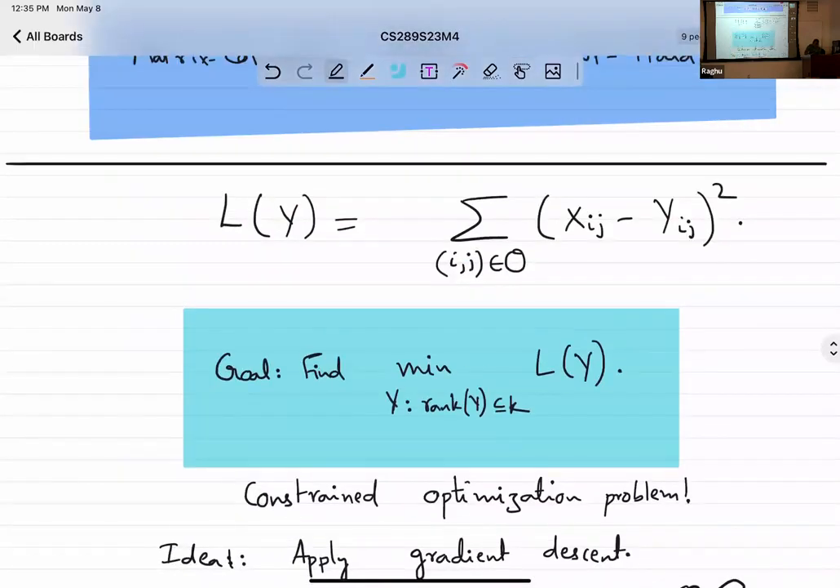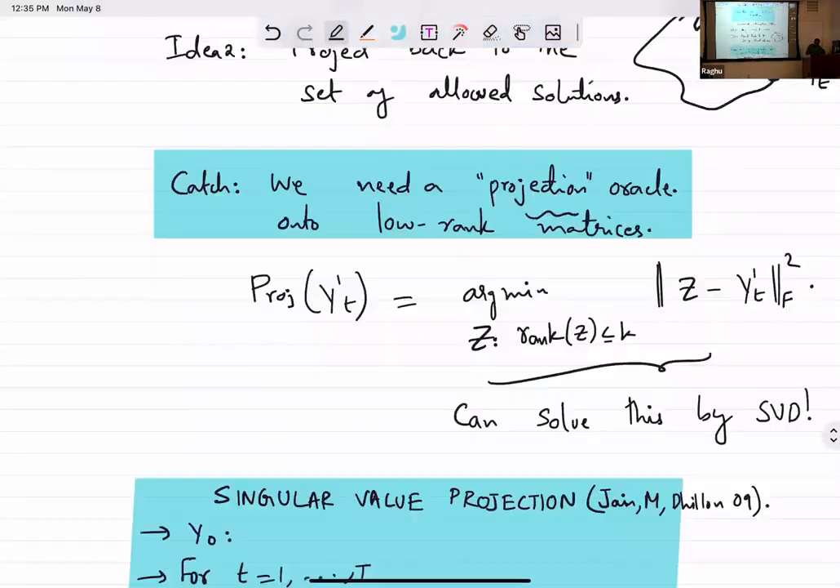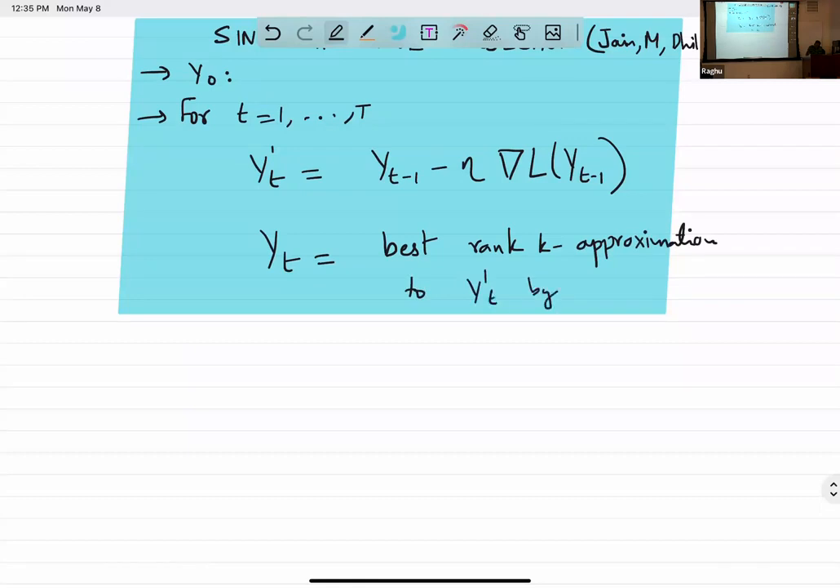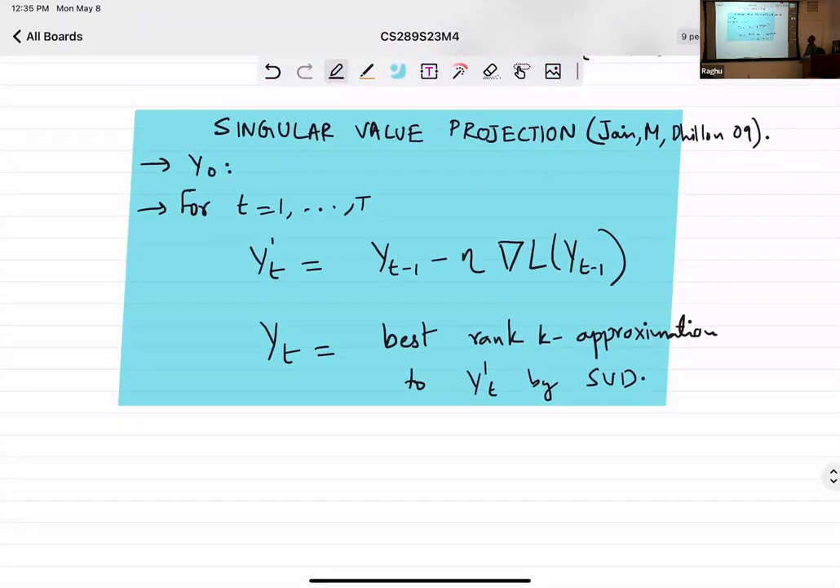I have a function here, and this is a nice convex function. You have square loss, which is convex. The loss function is convex. It's only the constraint set which is non-convex, right? So you take the gradient with respect to this, and then you compute the best rank k approximation to y prime t by SVD. Okay. So that's the algorithm that we studied, and we showed that in many cases it does work well.